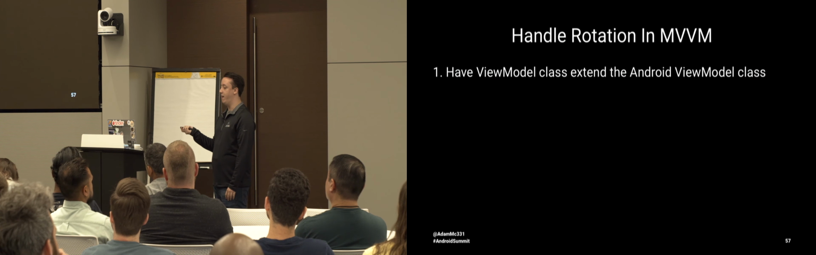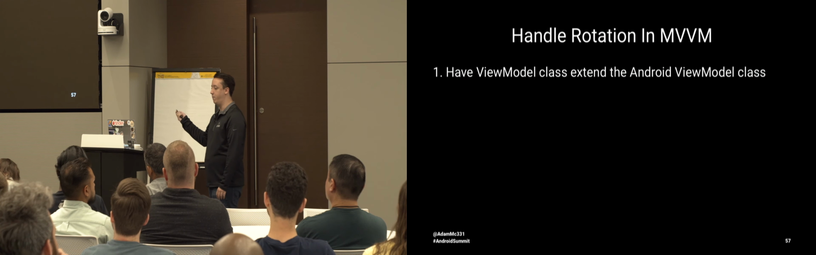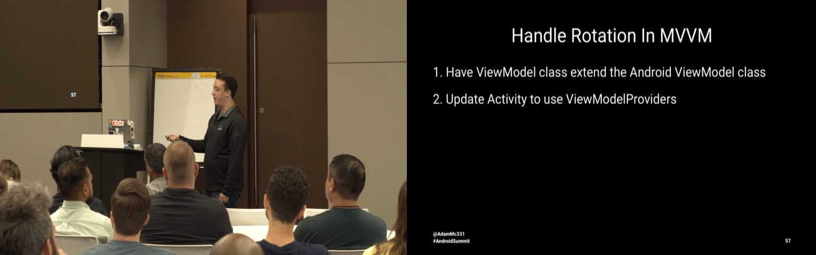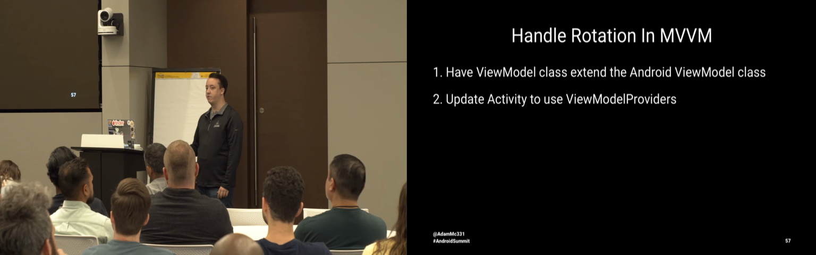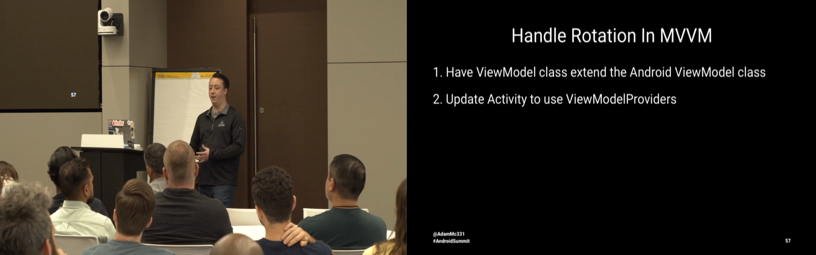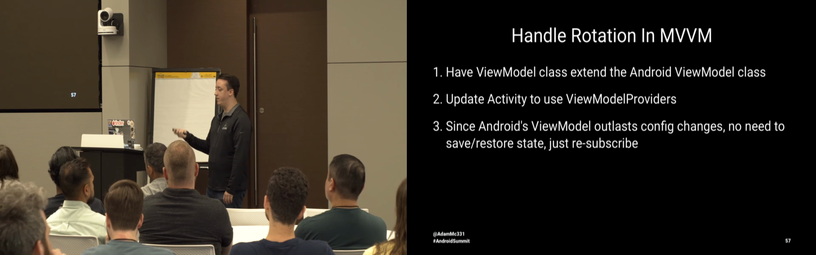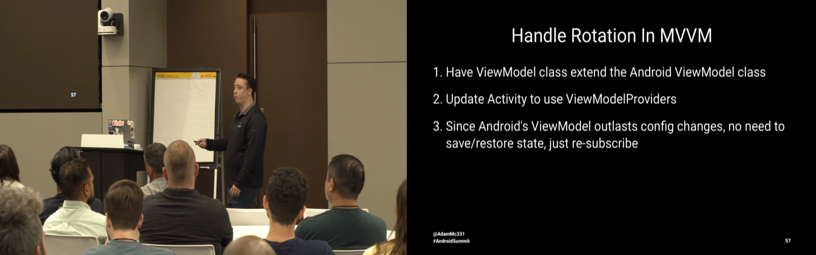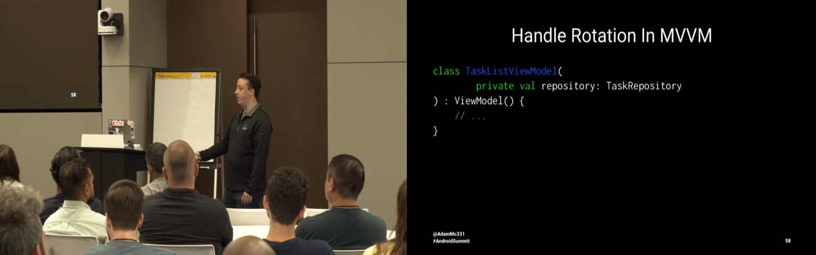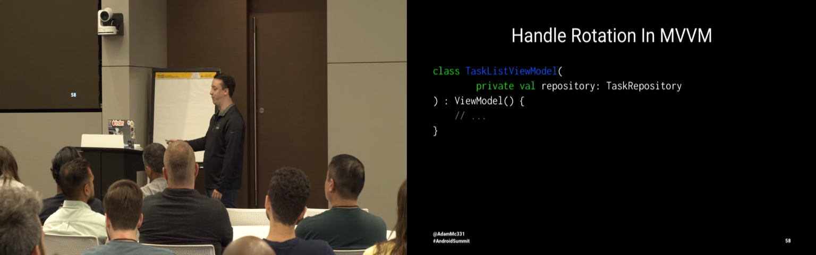All you have to do is have the view model class extend the Android architecture component, update our activity to use view model providers, which is how Android gets that view model that already existed prior to the activity being recreated. And since it outlasts config changes, there's no need to worry about saving and restoring state. We just resubscribe to the live data. So it's one new line in our view model class, which is extending view model.